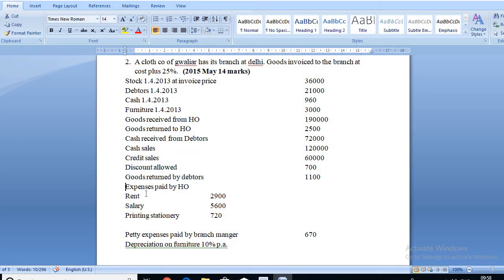The next transaction is expenses paid by head office to meet rent, salary and printing and stationery. And we know that according to nominal account rule, we should debit all these expenses under the head to bank.